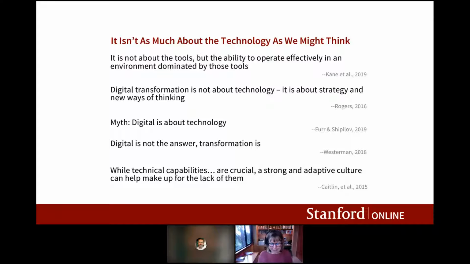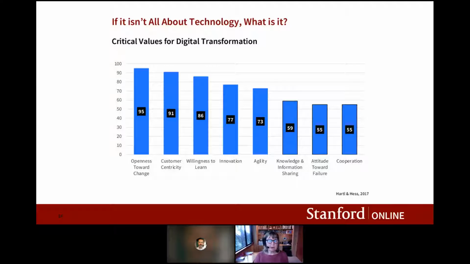I really like what Caitlin from McKinsey Quarterly says: while the technical capabilities are crucial, a strong and adaptive culture can help make up for the lack of them. So it's really important to make sure that, again, we've got the digital talent, we've got the technology, but not lose sight of how important it is to have this strong and adaptive culture as a foundation for digital transformation.